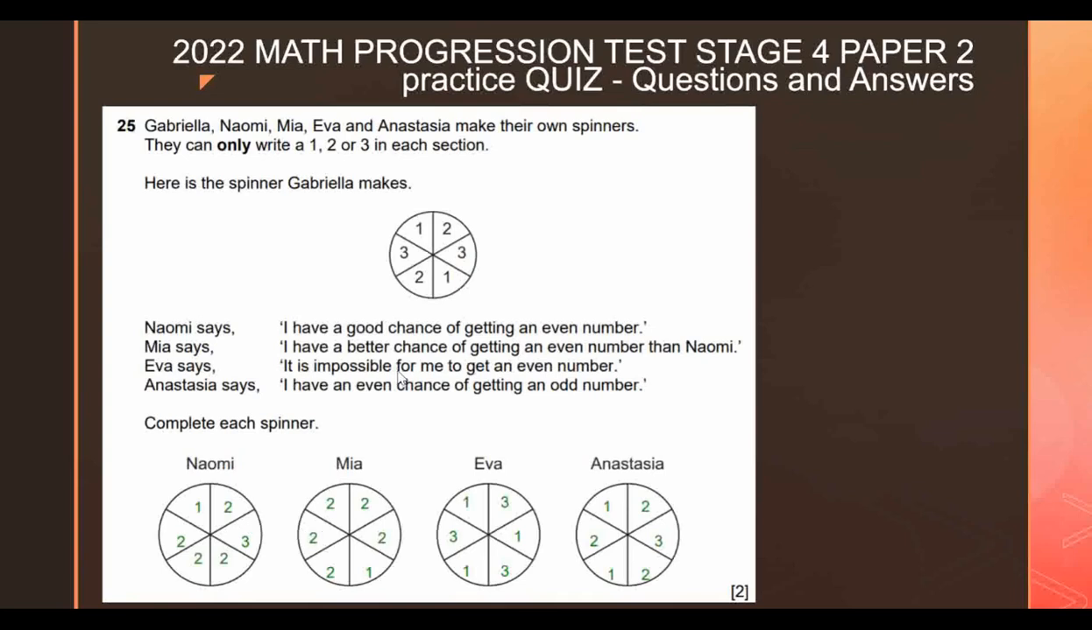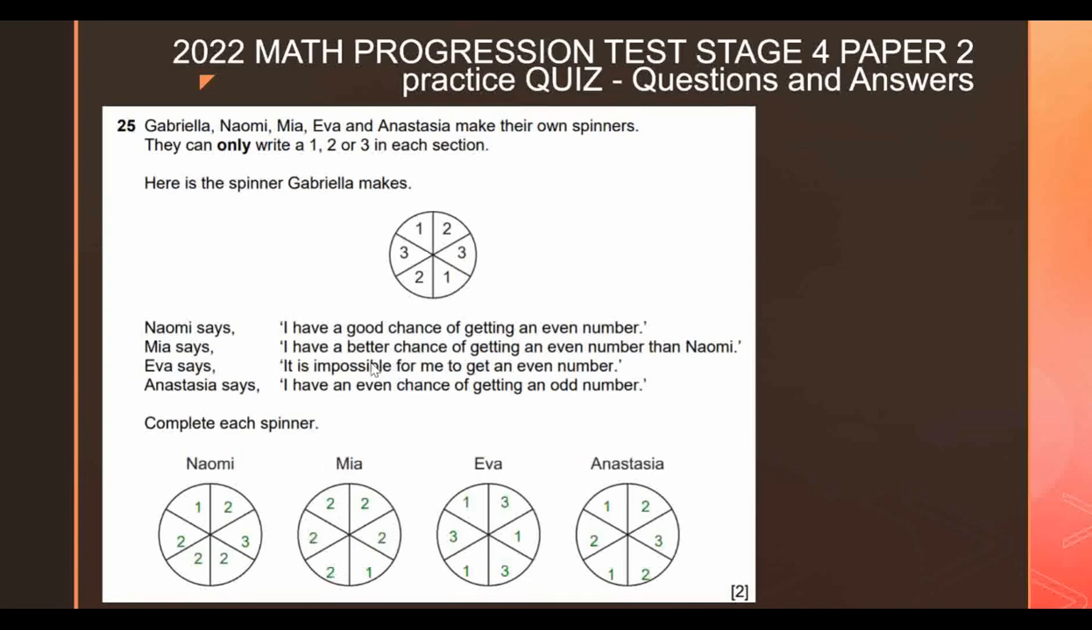For Mia, Mia says I have a better chance of getting an even number than Naomi. Here 2 is more. In Naomi's spinner we put 2 in 4 places, as the total number of places is 6. A good chance means it has to be more than 50%, so it has to be more than 3 places. That's the reason in Naomi we put 2 in 4 places, and for Mia, because it is a better chance, we put 2 in 5 places.